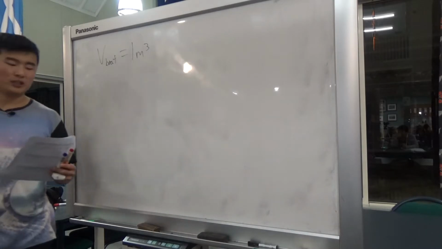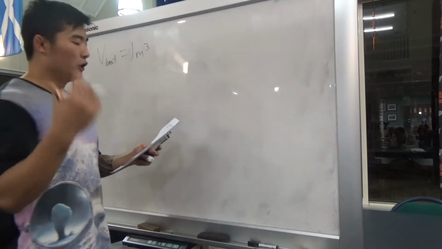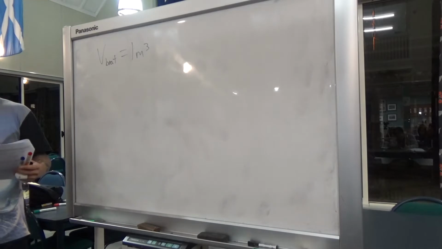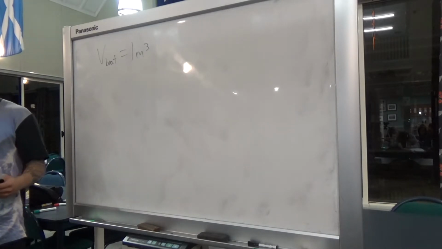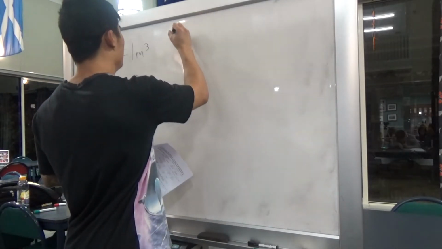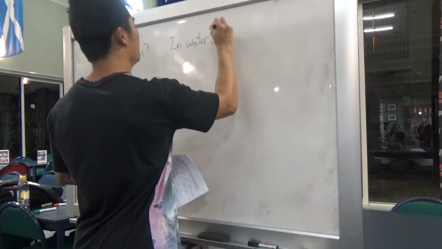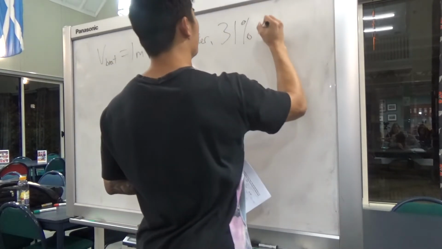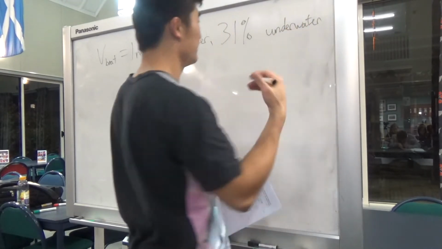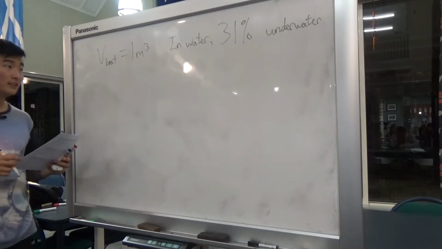So we'll say the volume of the boat is 1 meter cubed, and when it's floating in water, 0.31 meter cubed is underwater. So that means that 31% of the boat is underwater. So in water, 31% is underwater or submerged, because it's displacing 0.31 meters cubed of water.